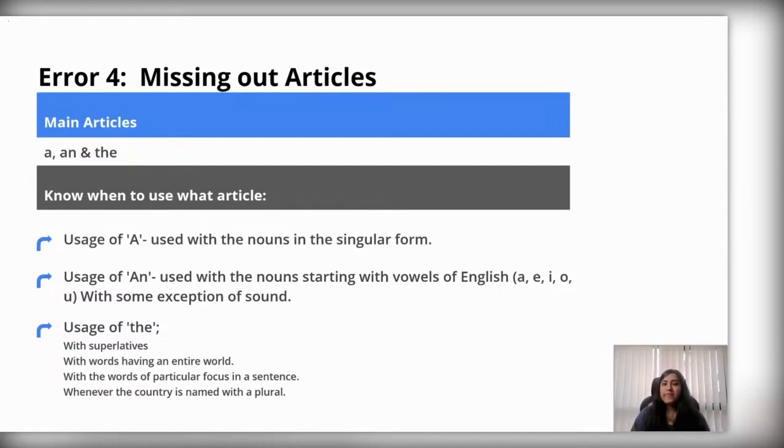So the globe, the atmosphere, the internet, right? So you might have to speak about some kind of technology, so the internet, right? Okay. And then you have words with a particular focus in a sentence. So for example, the river, the government, the hospital, okay? And last but not least, whenever a country is named in the plural, right? So for example, the United Kingdom.